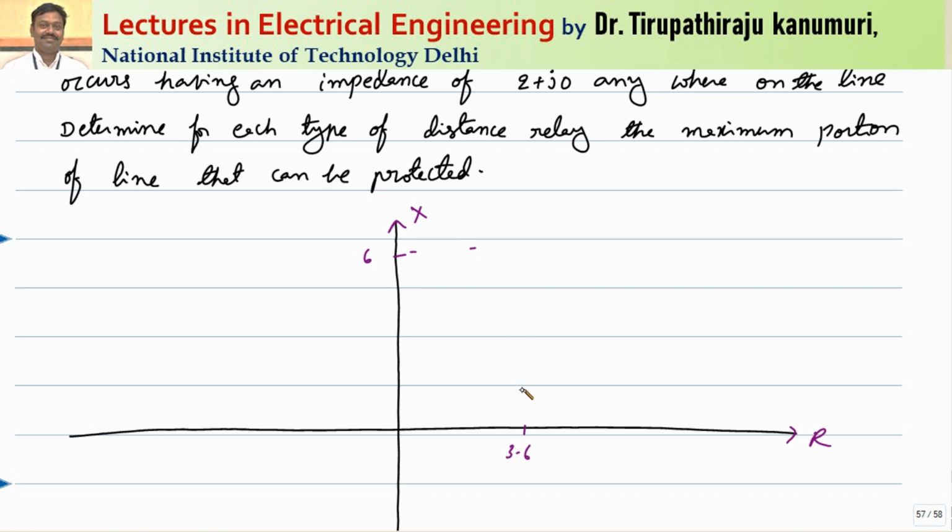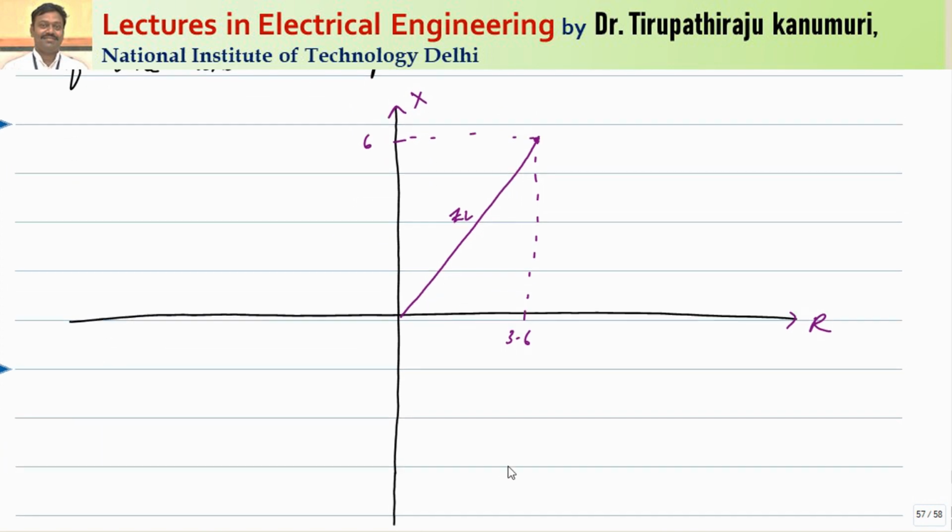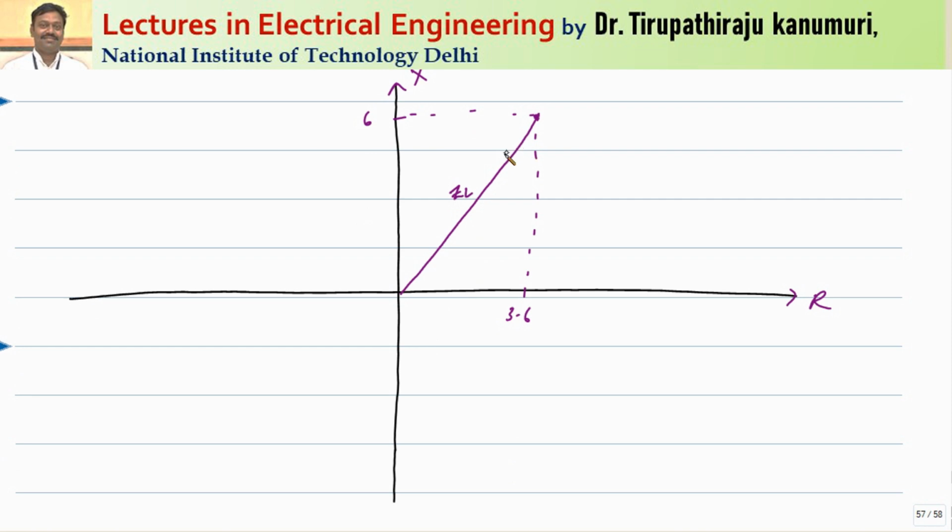The intersection of these two will give my operating point. So this is my point. If you want to draw your impedance characteristic, this is my impedance characteristic. This is the impedance of your line. Agree with me? Once this is obtained, it is asked to calculate the parameters for the impedance relay, admittance relay and the reactance relay.